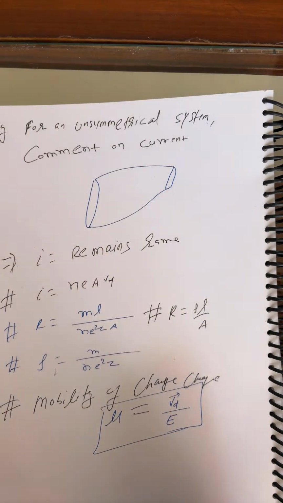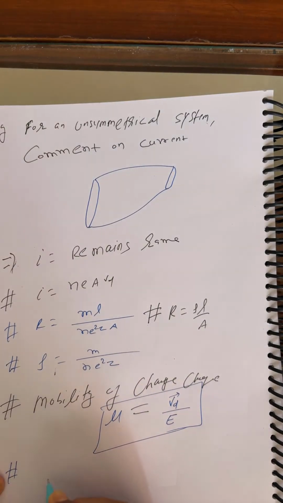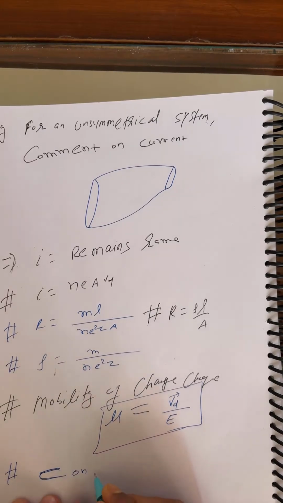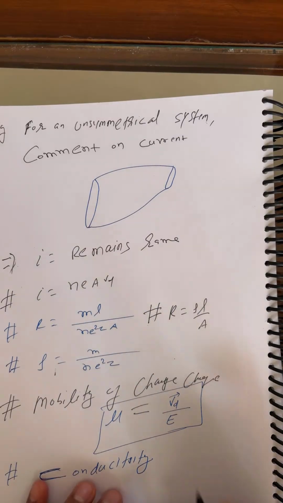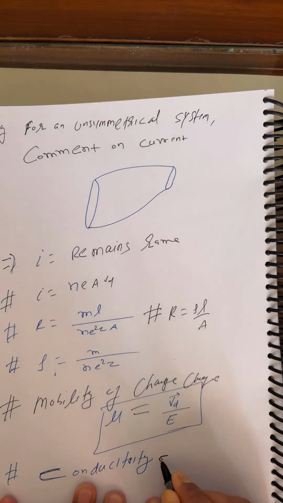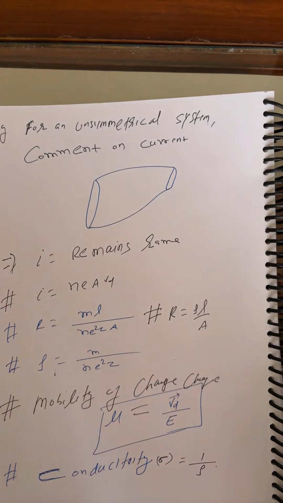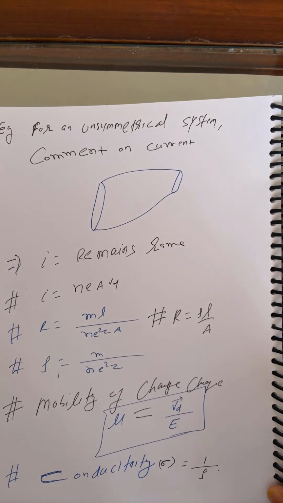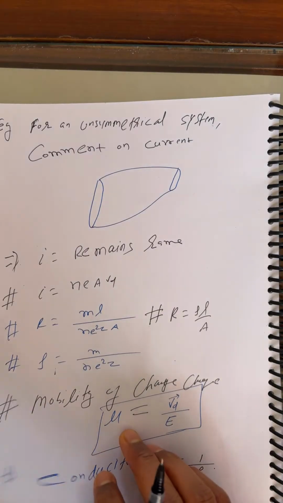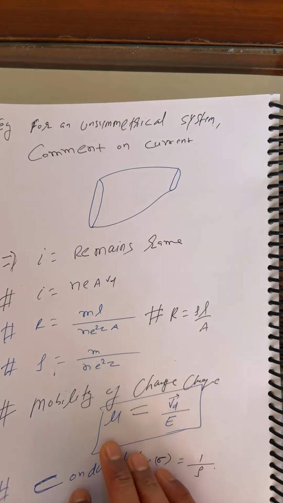Okay, conductivity. Yes, beta, sigma is conductivity. It's a good question here. Sigma is equal to 1 upon rho. Sigma is equal to what? 1 upon rho.